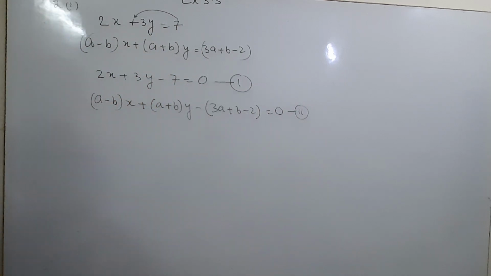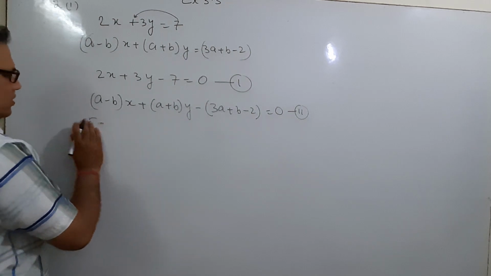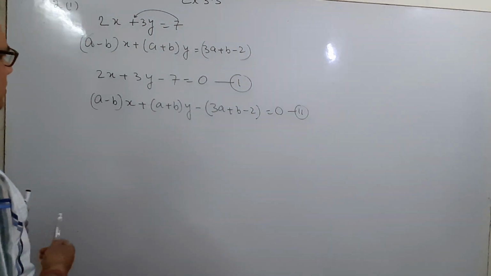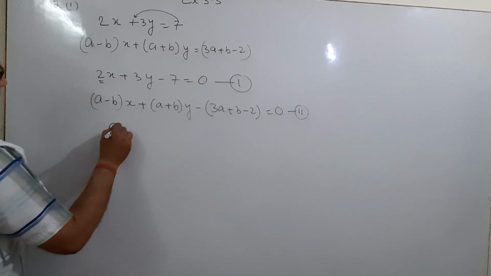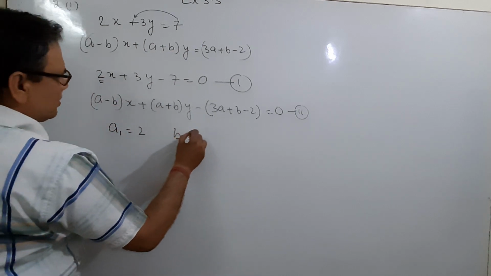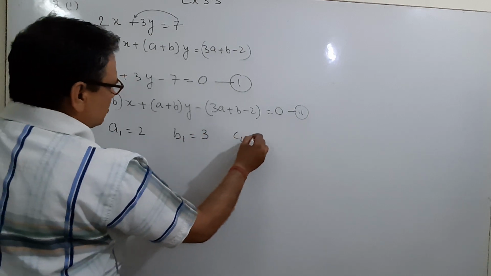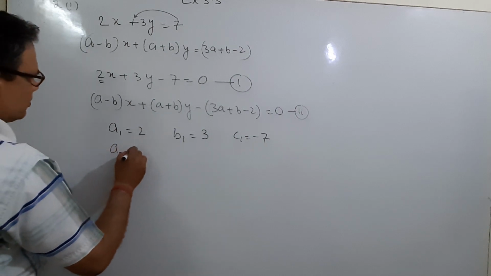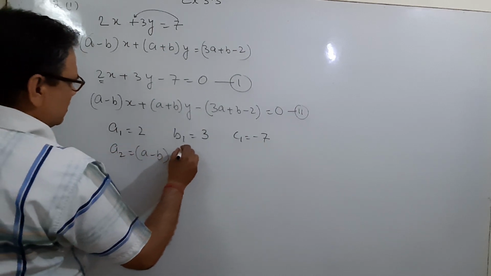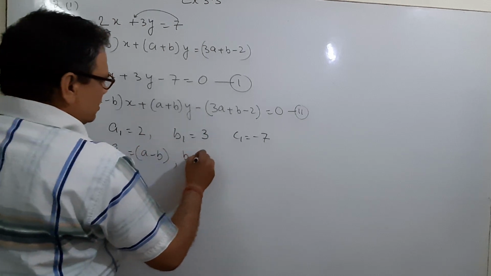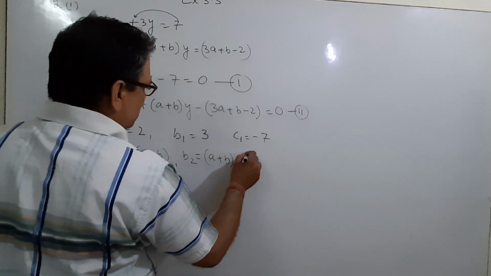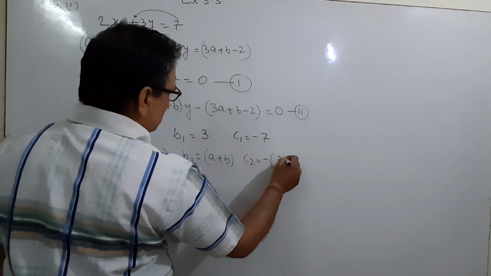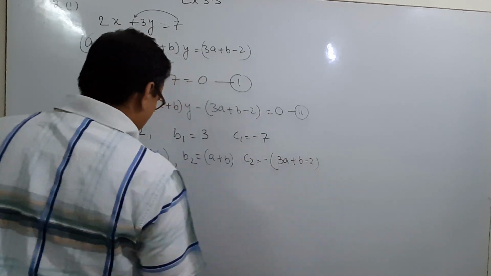And now for infinitely many solutions, first we have to find out what a1, a2, b1, b2 are. a1 is equal to 2, b1 is equal to 3, c1 is equal to minus 7, and now a2 is equal to a minus b, b2 is equal to a plus b, and c2 is equal to minus (3a plus b minus 2).